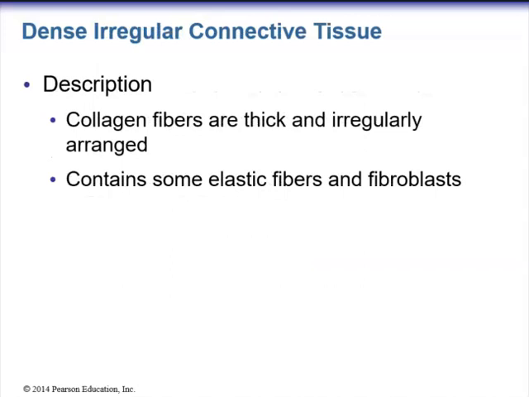First, we're going to talk about dense irregular connective tissue. Here we have collagen fibers that are thick but are irregularly arranged. It does contain some elastic fibers as well as fibroblasts. Again, fibroblasts are our primary cell type that produces the fiber types as well as the ground substance that make up the extracellular matrix.